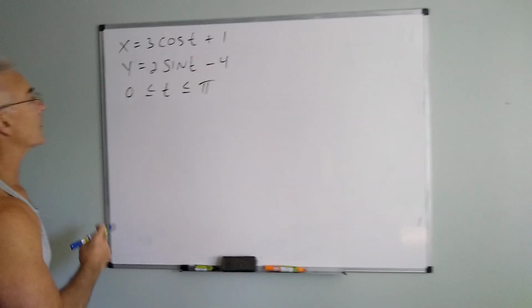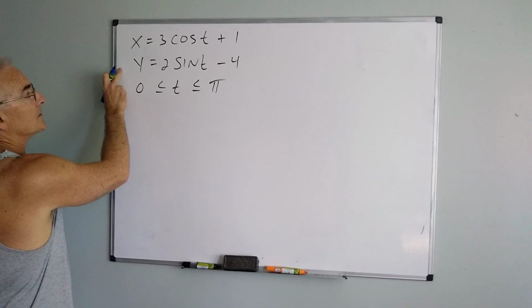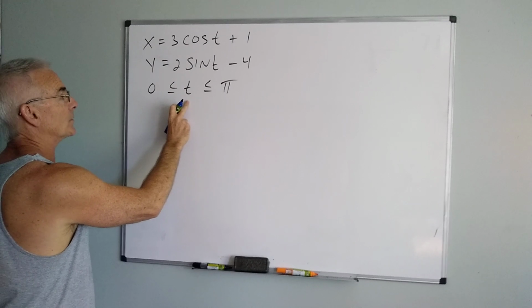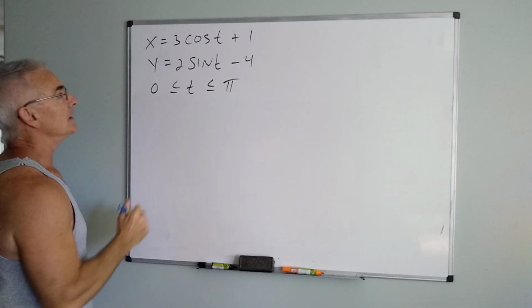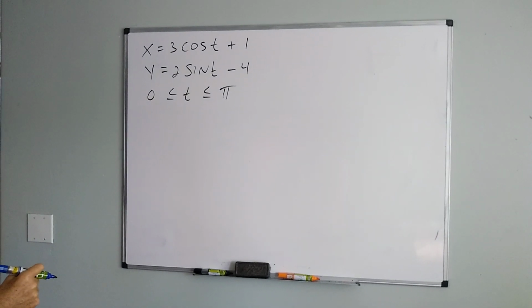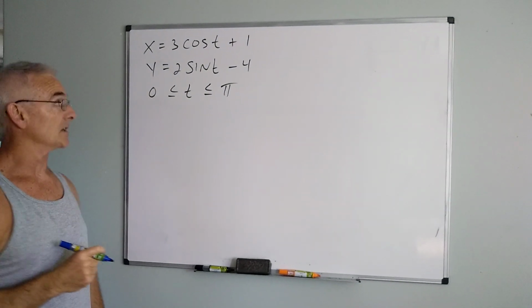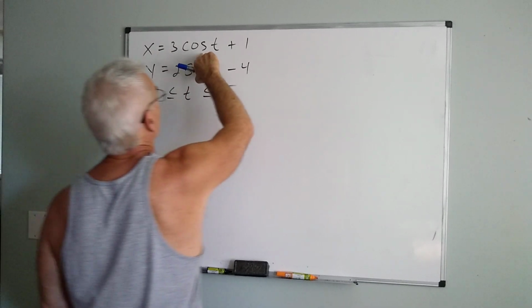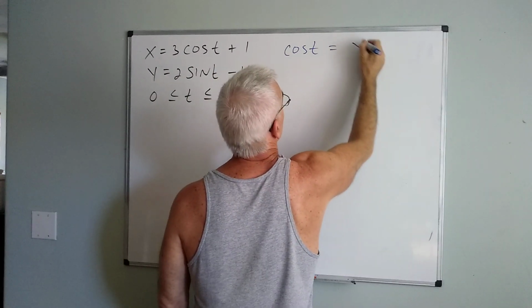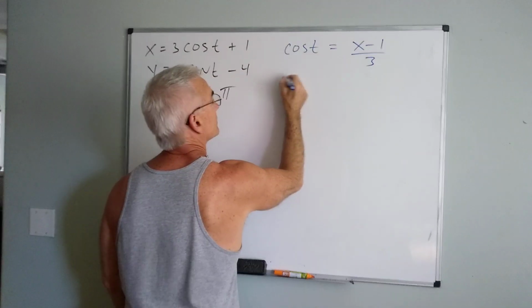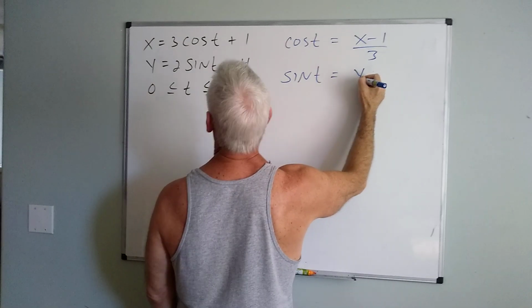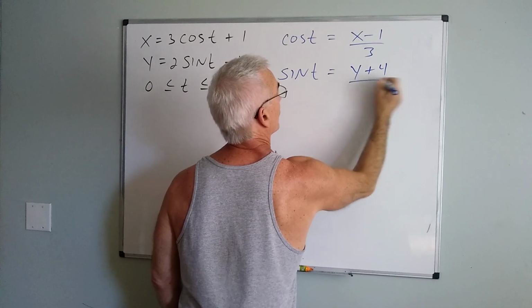Now let's consider another problem where I've defined x and y in terms of cosine and sine, but I've also put a restriction on t. T is only going to range from 0 to pi. So to put this together, what we probably want to do is use the relationship between sine and cosine, namely that cos squared plus sine squared is 1. So if I solve for cosine in this statement here, I'll see cos t is x minus 1 over 3, and sine t is y plus 4 over 2.